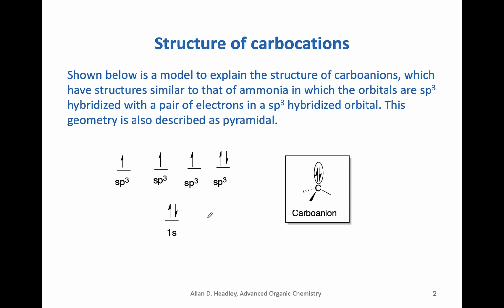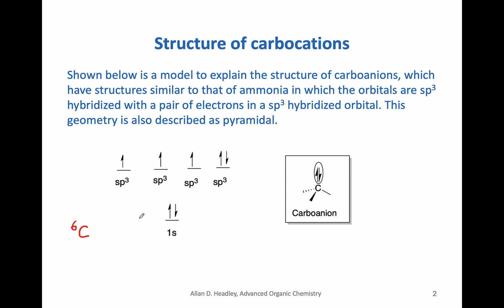Carbanions, as I mentioned, are anions, which means they're negatively charged. Just a quick review here. You will recall that carbon has 6 electrons in the atom, which makes it neutral. Here we have 7 electrons because we have a carbanion.